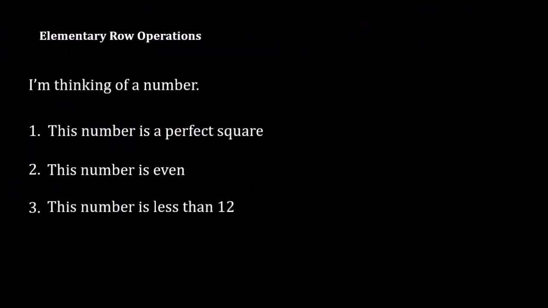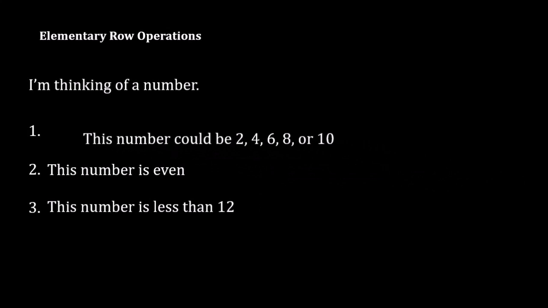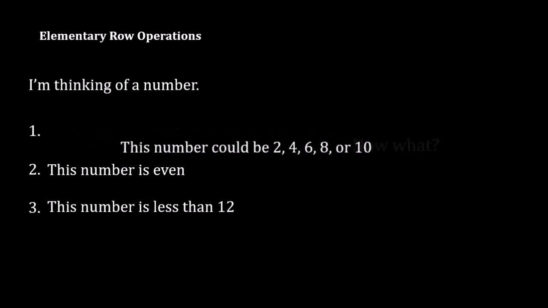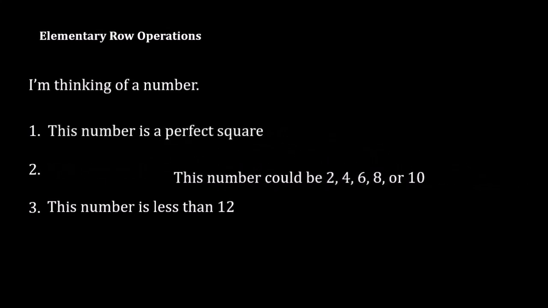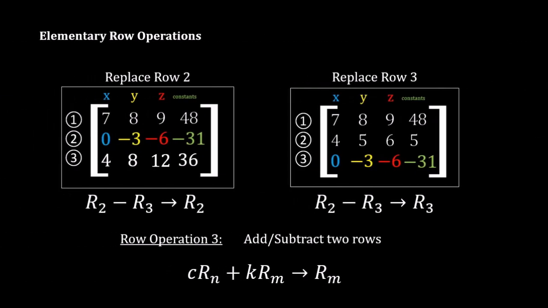Imagine I'm thinking of a number. It's a perfect square, it's even, and it's less than 12. We can use hints 2 and 3 to determine this number could be 2, 4, 6, 8, 10, or any negative even number. If we replaced hint 1 with this, we'd get stuck. There's no more information that can help us solve this. But by replacing either hint 2 or 3, we can then use hint 1 to determine the number must be 4. This is our third and final elementary row operation, adding or subtracting multiples of two rows. We're actually very familiar with this process.